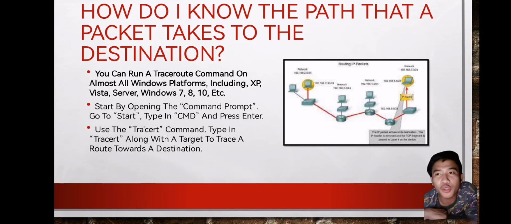Next is, how do I know the path that a packet takes to the destination? You can run a traceroute command on almost all Windows platforms including XP, Vista, servers, Windows 7, 8, 10, and etc. Start by opening the command prompt: go to start, type in CMD and press enter. And the next thing you do is use the tracert command. Type in tracert along with the target to trace a route towards a destination.